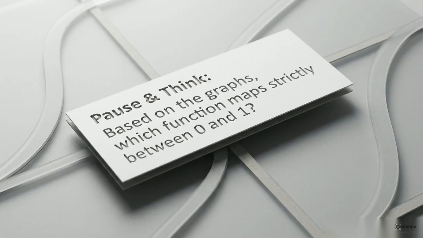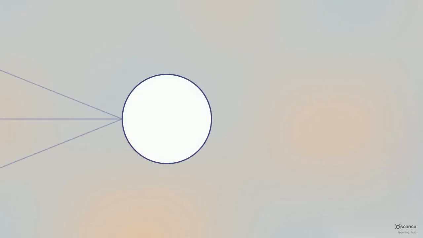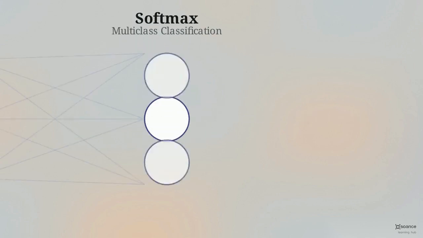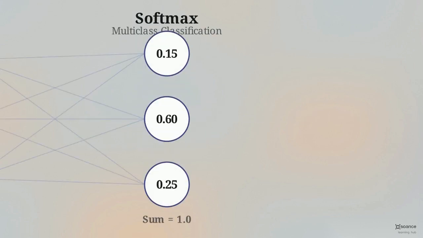Different layers require different functions based on their goals. For a binary classification output layer, we need a clean 0 or 1. So we use the sigmoid function. For multi-class problems, we use a generalization called softmax. Selecting the correct mathematical shape for the activation function dictates whether the network can accurately answer the specific question being asked.